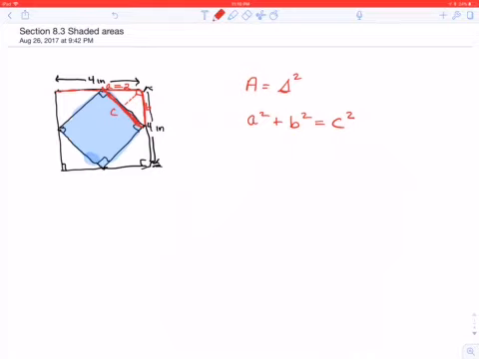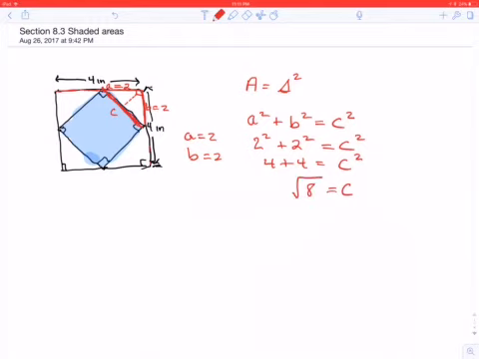And I notice that side B of our right triangle is half the length of the side of the larger square. So B is also 2. So if A is 2, B is 2, when I substitute it into the formula, I have 2 squared plus 2 squared equals C squared. So C squared is 8. Well, to find side C, I'll take the square root of 8.